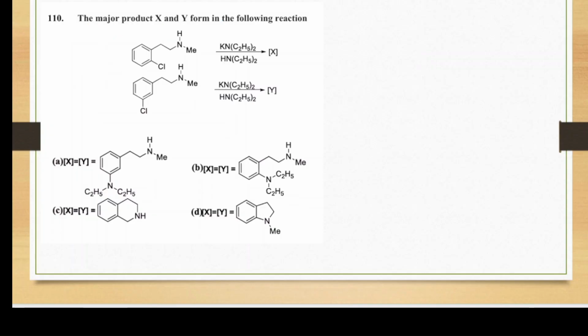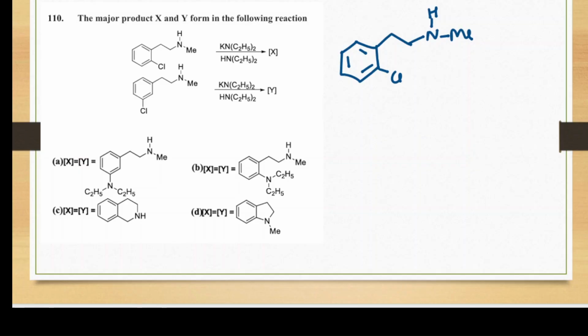Okay. Now let us move on to the next question, that is this. It says, the major products X and Y that are formed in the following reaction sequence. So two reactions have been given to us. We have to predict the products in this. So the first species that is given to us is like this. Here the Cl group is present, and here I am having this N, H, and this methyl group is present over here.